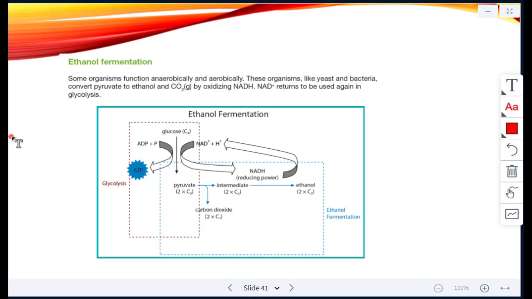So ethanol fermentation, this was in some organisms like yeast and bacteria. They'll convert the pyruvate to ethanol and carbon dioxide by oxidizing NADH. Then that NAD+ will be returned again to be used in glycolysis.